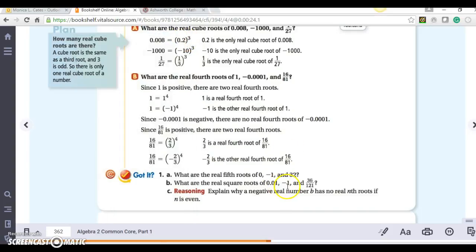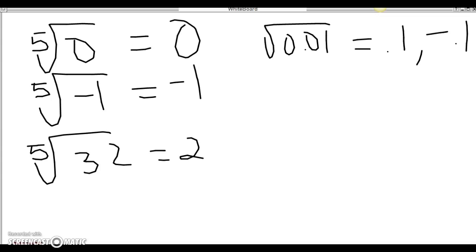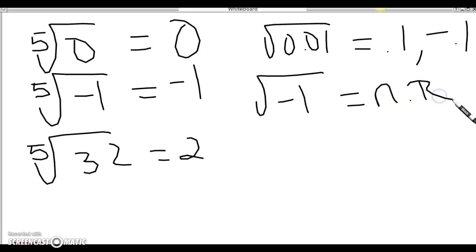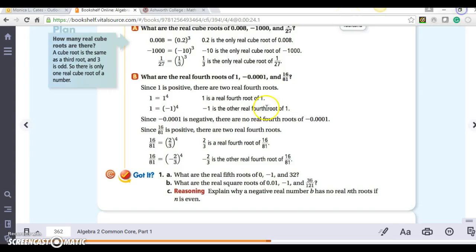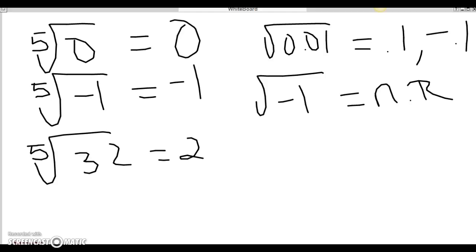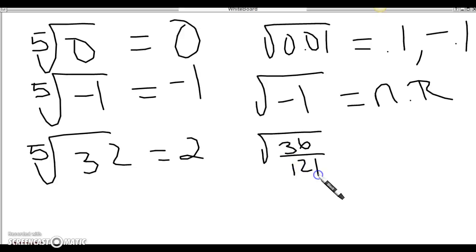The square root of negative 1 I can't do. There's no real square root. It is a value, but it's imaginary, so this one is not real. We'll put not real for that one. And then the square root of 36 over 121, I get 6 over 11 and negative 6 over 11.